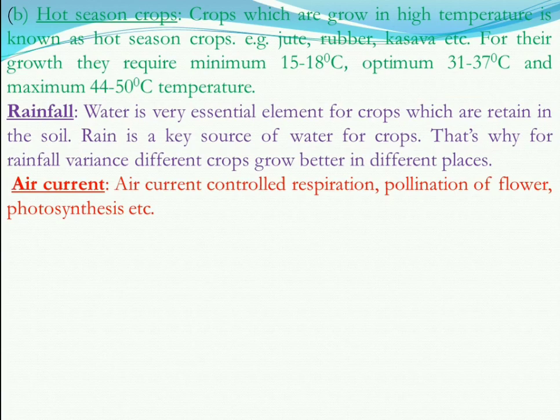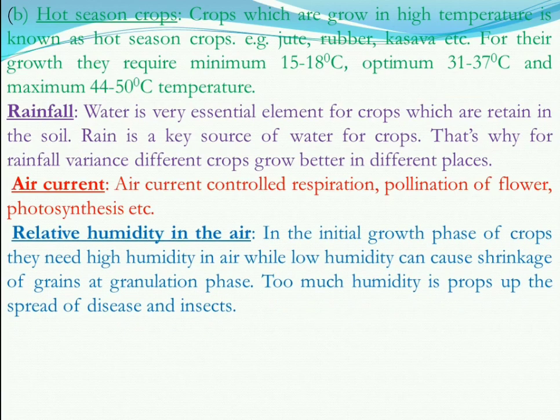Okay. So come to the next point, that is relative humidity in the air. We already got to know that humidity is a big factor for crops production. In the initial growth phase of crops, they need high humidity. To grow out from soil, they need high humidity, while low humidity can cause shrinkage of grain at granulation phase. So there are two conditions. So you can easily realize relative humidity in the air is very much necessary for crops production. Too much humidity helps the spread, and if it is much humidity, it can also hamper the crops production by disease and insect.